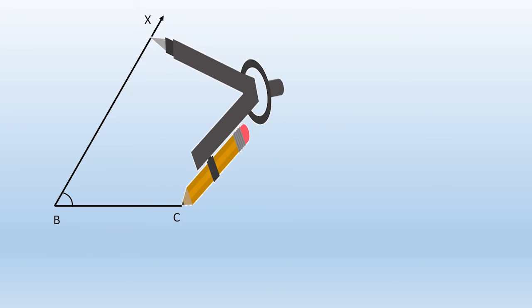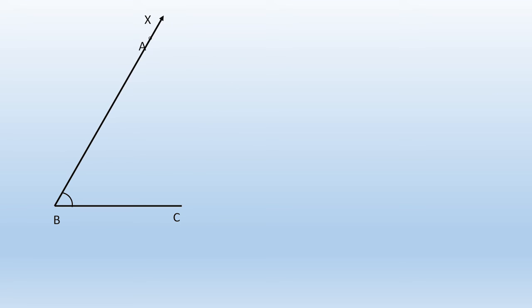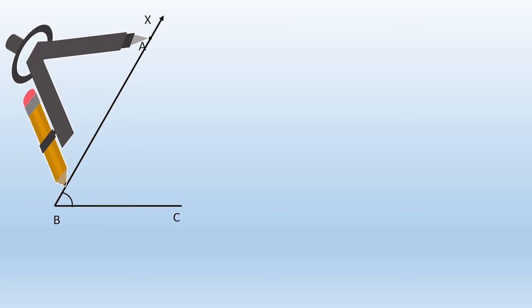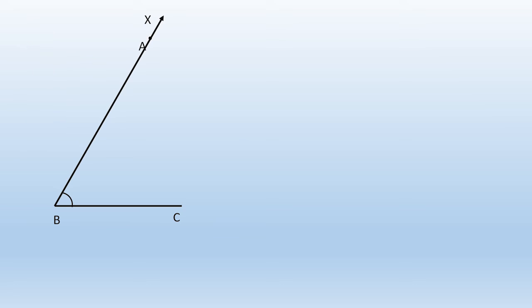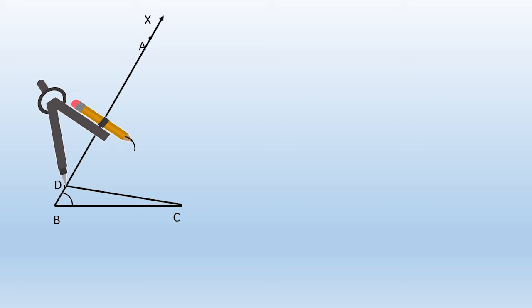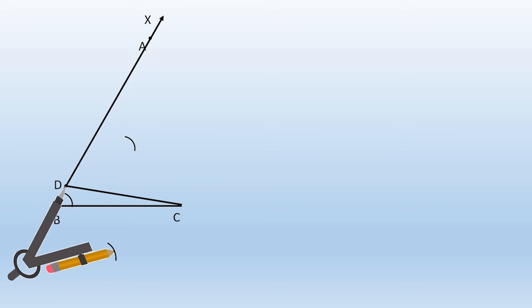Construction of a triangle with a given base, a base angle and the difference of the other 2 sides. You must create the triangle ABC using the base BC, a base angle, say angle B, and the difference of the other 2 sides, AB minus AC or AC minus AB. Clearly, there are 2 scenarios. Case 1. Let AB be greater than AC, that is, AB minus AC is given.